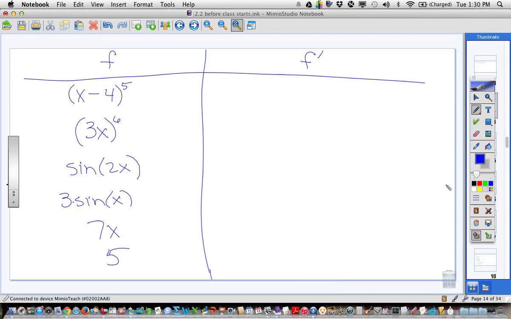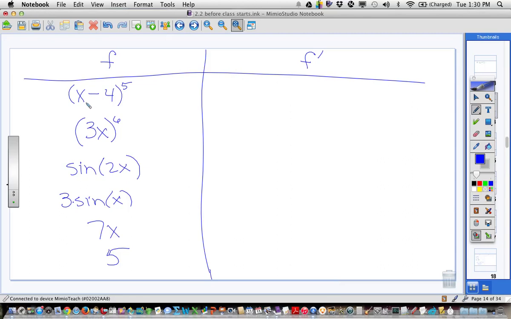So let's talk about this. I just made a little chart here of some examples that we're going to run through. The left column is f, the right column then is f prime. So let's say we have a power, and it is shifted 4 to the right. Does that change the slopes? Does it change where they are? Yeah, if you shift the graph 4 to the right, it doesn't change the slopes, it changes where they are.